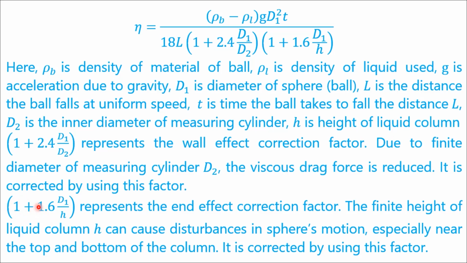This correction factor arises because the liquid column has a finite height and the top and bottom boundaries of the liquid affect the sphere's motion. Near these boundaries, the flow of liquid is disturbed, causing deviations in terminal velocity of the sphere. Without this correction factor, the disturbances near the boundaries would lead to inaccurate calculations of terminal velocity and subsequently the viscosity. So this correction factor is also necessary.